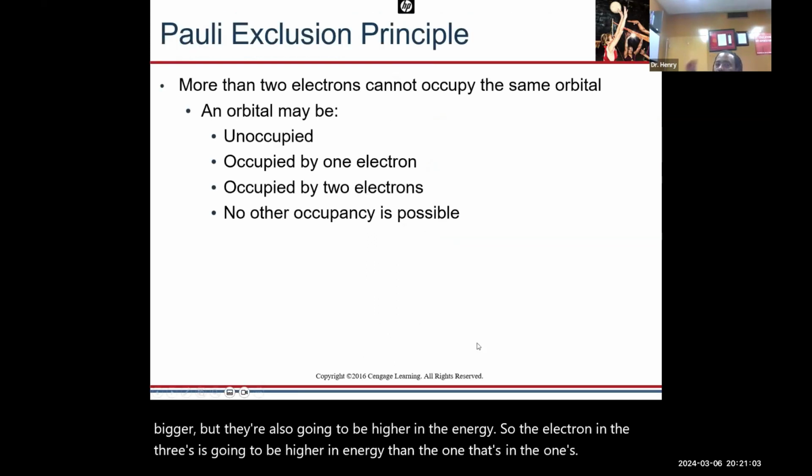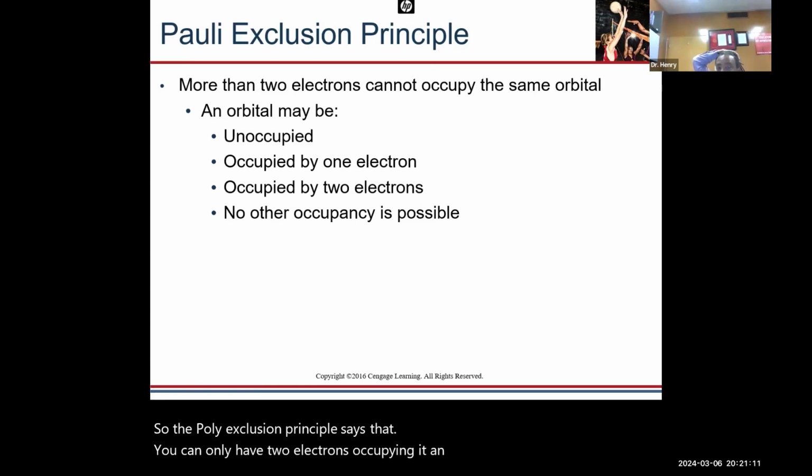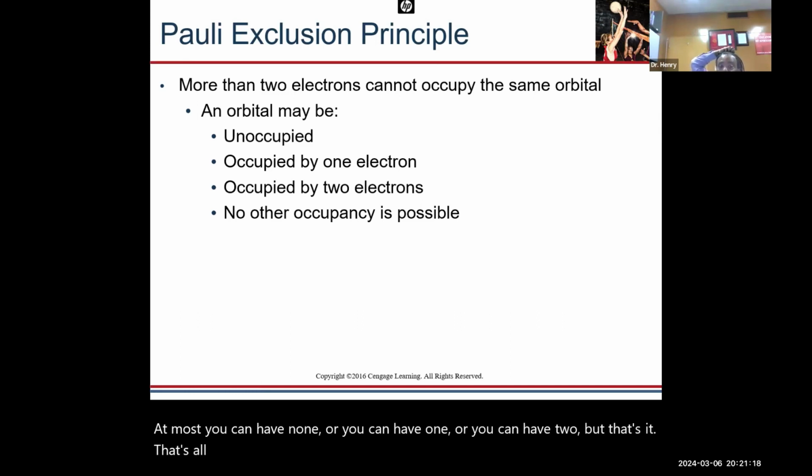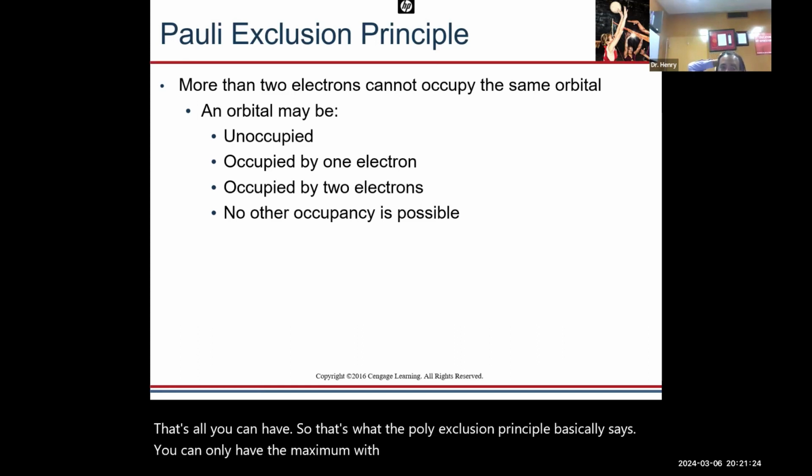So the Pauli exclusion principle says that you can only have 2 electrons occupying an orbital at most. You can have none, or you can have 1, or you can have 2, but that's all you can have. So that's what the Pauli exclusion principle basically says. You can only have a maximum of 2 electrons in an orbital.